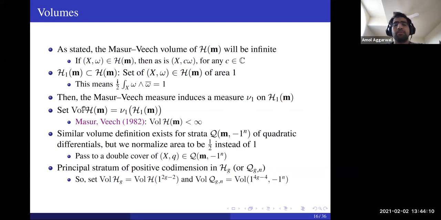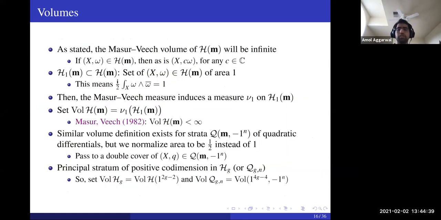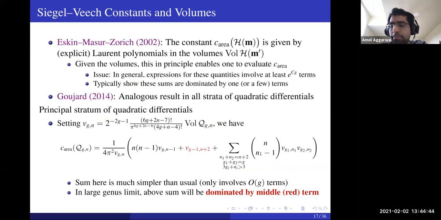of these moduli spaces. The principal stratum, as I mentioned before, has positive codimension in H_g or in Q_g(n). So it makes sense for me then to just call the volume of the full moduli space simply the volume of the principal stratum, the one that constitutes basically the bulk of it. So I'll call the volume of H_g equal to the volume of H(1, 2, g minus 2), and the volume of Q_g(n) to be the volume of this principal stratum once again. Okay, so I've introduced these measures now. This allows me to do two things. First of all, I can talk about probability on these spaces.